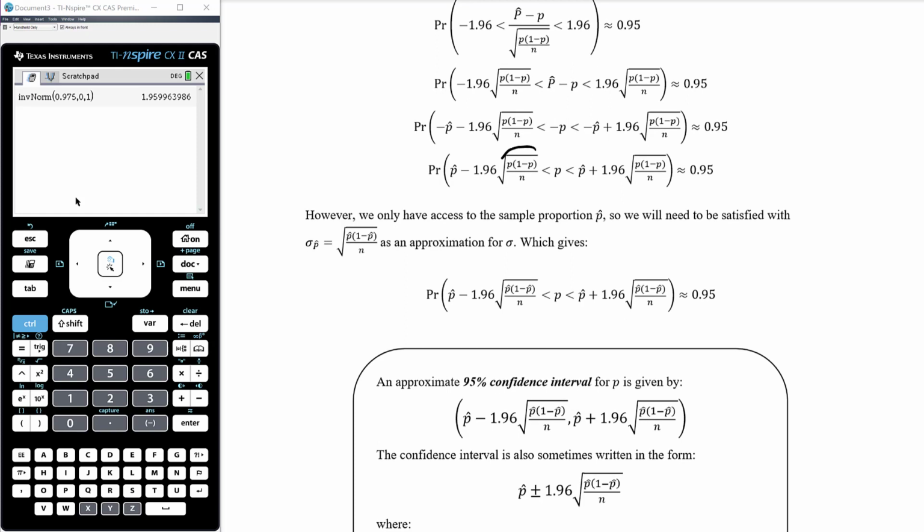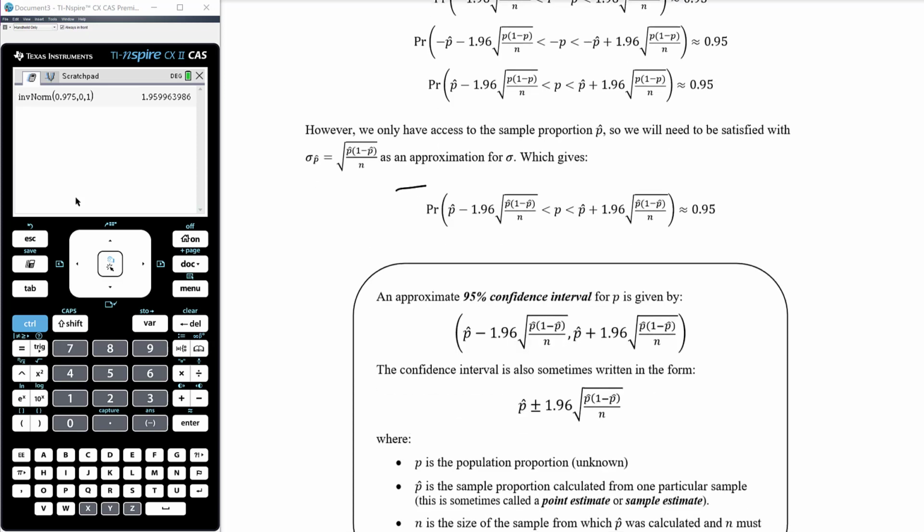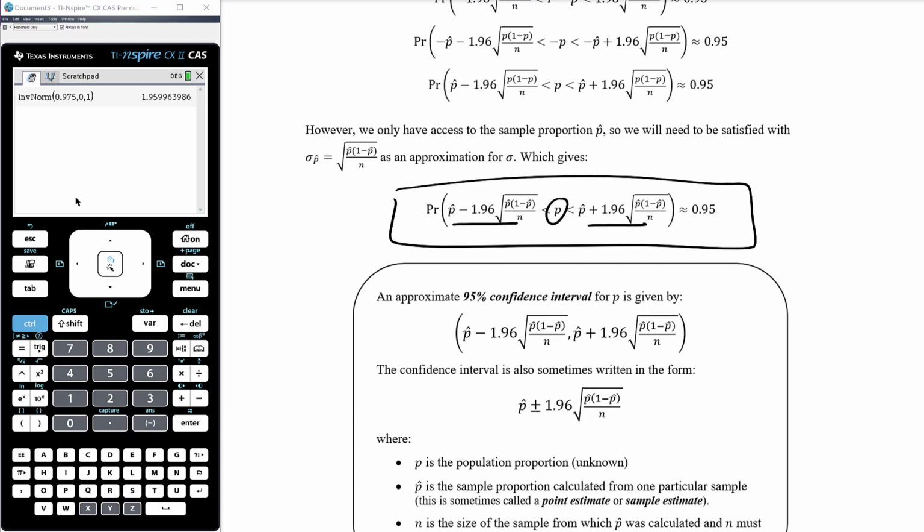So one of the issues here, though, is that remember that we don't know what the population proportion is, theoretically. We only have the sample proportion. So we're going to have to approximate the standard deviation value using the sample proportion. So that's one slight error that needs to come into it. We're going to use this as an approximation for the standard deviation, and that gives us this. And this is our 95% confidence interval. The probability that the population proportion lies between this number and this number is approximately 0.95. We can be approximately 95% confident that the population proportion lies between this and this.